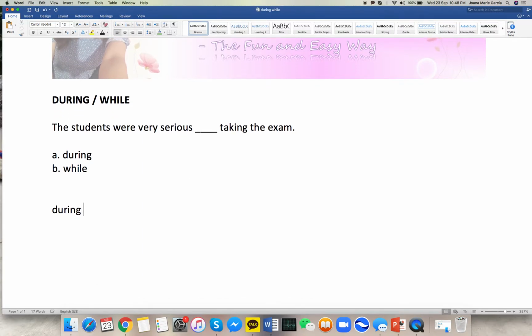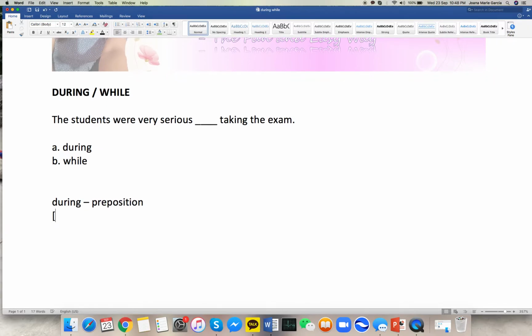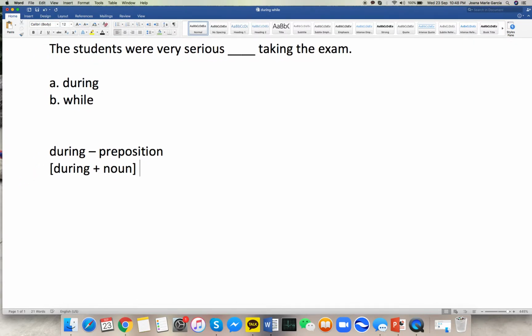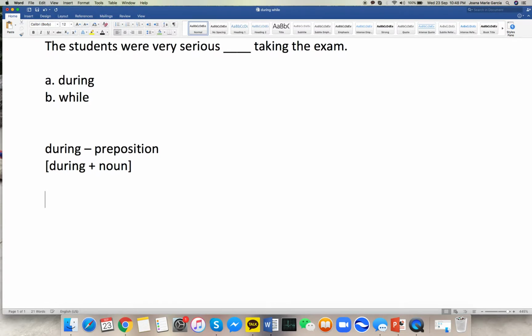Let's start with during. During is actually a preposition. In order for us to have an adverb, we can add a noun after during. So during plus noun will be our pattern. That's the basic. Let's have an example.